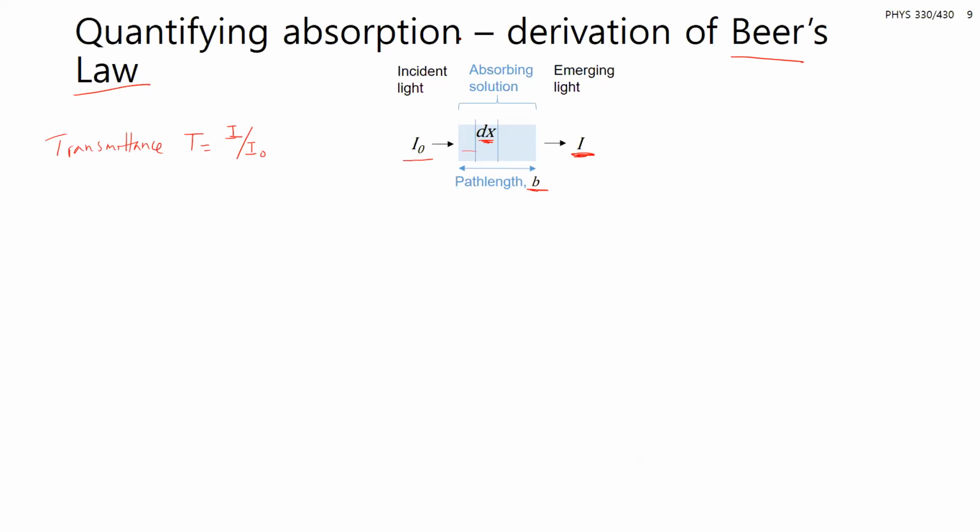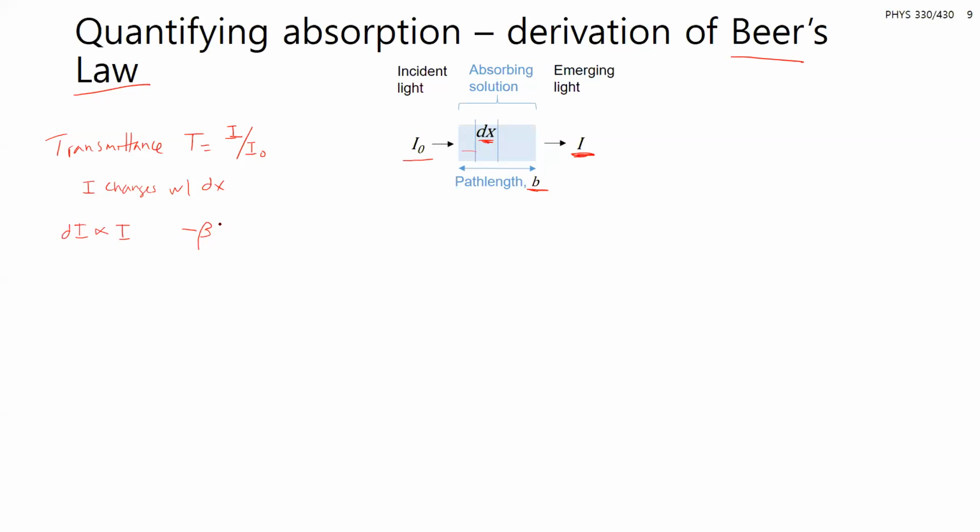And if we want to understand how the amount of light changes through a certain slice of solution here, we want to understand how I changes with the sliver of solution dx. We're going to say that the change in the intensity is going to be proportional to that starting intensity by some constant. And that constant we're going to define as beta.